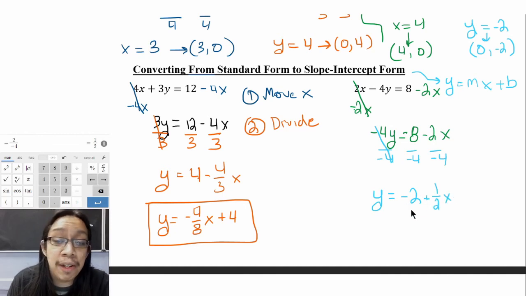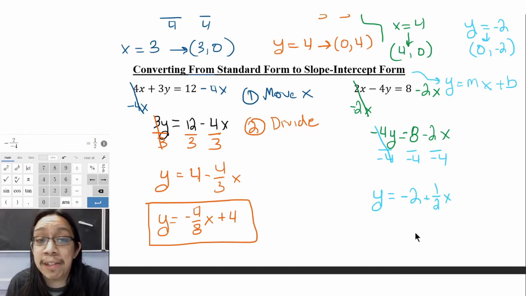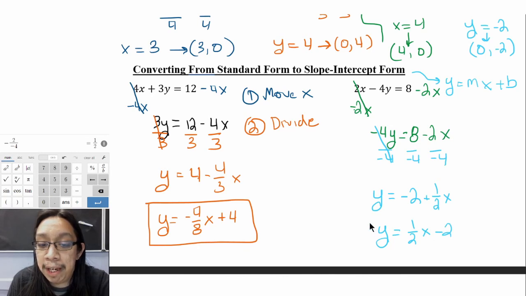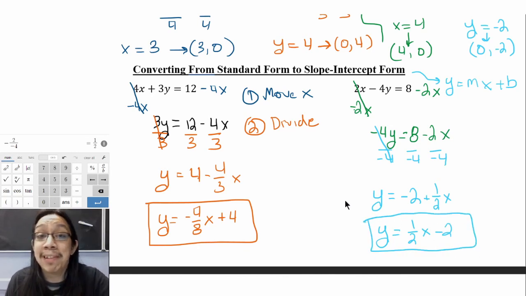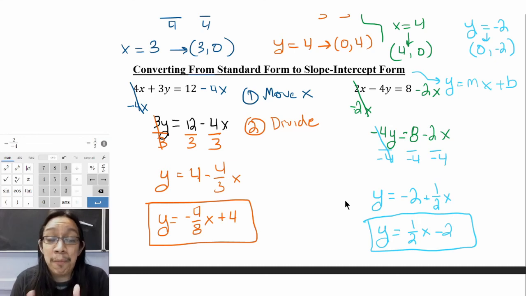And again, you can either keep the answer the way it is, as long as you can safely identify the mx and the b portion, or if you want to switch the order, you would have positive 1/2 x up front, and then the minus 2 chilling in the back. But either way, it's basically the same thing. Just remember that the slope is always located right next to the x. They're best friends, basically.